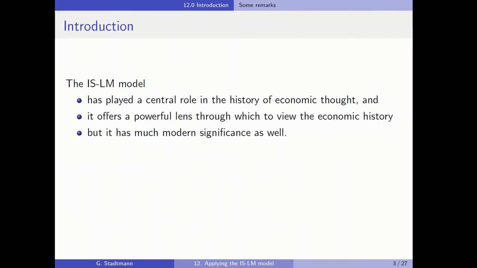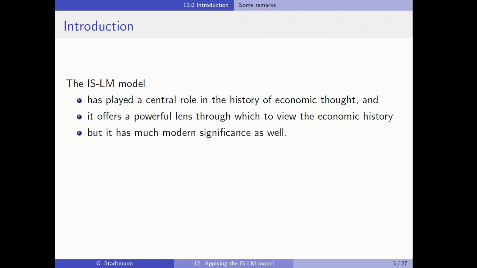It is the case that the ISLM model has played a central role in the history of economic thought, and it offers a powerful lens through which to view economic history. But it also has a lot to offer with respect to explaining modern developments in the economy.